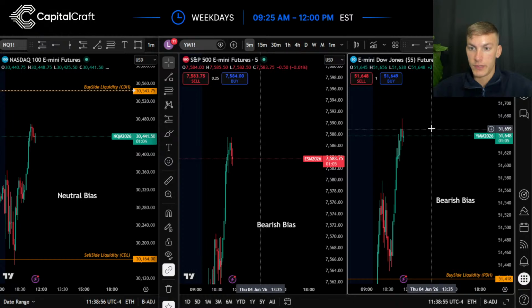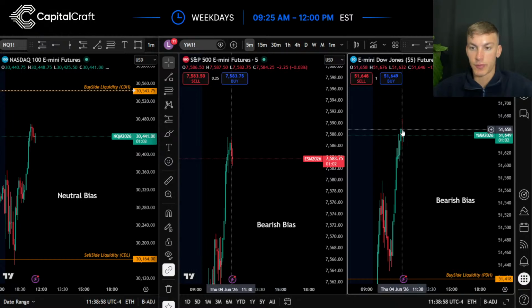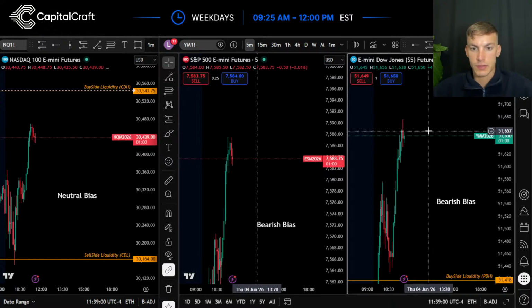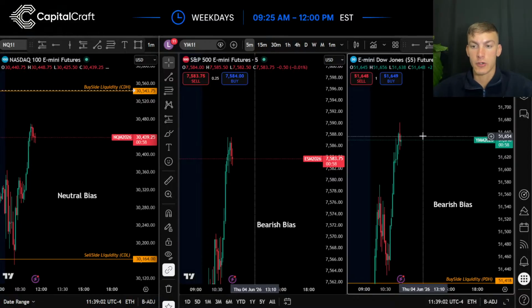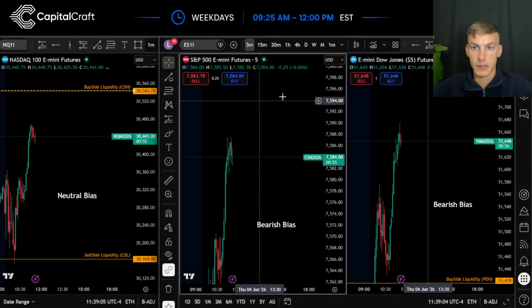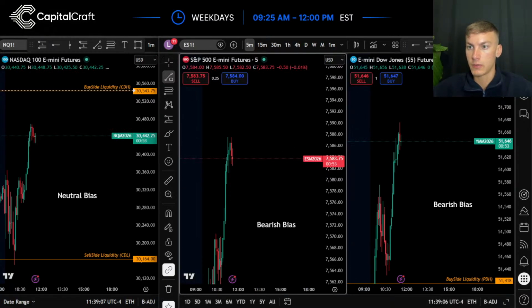If the Dow, however, does close above that specific open, then I won't be looking at it as a common swing point. So see what price does. Hopefully we can get a setup now.